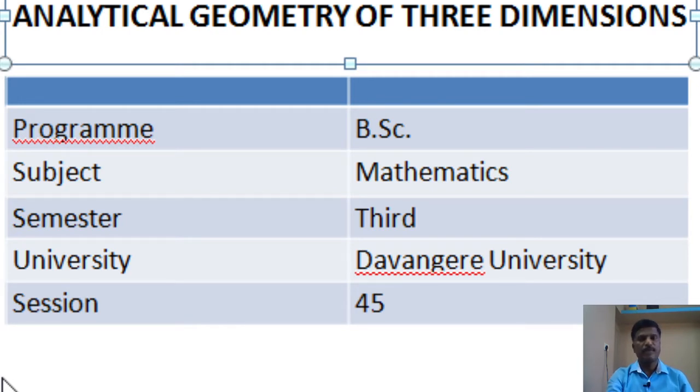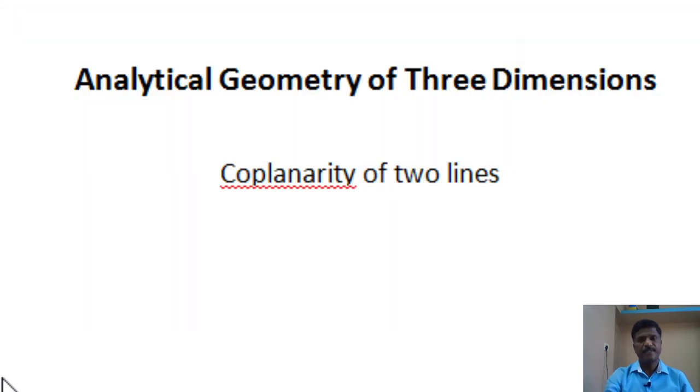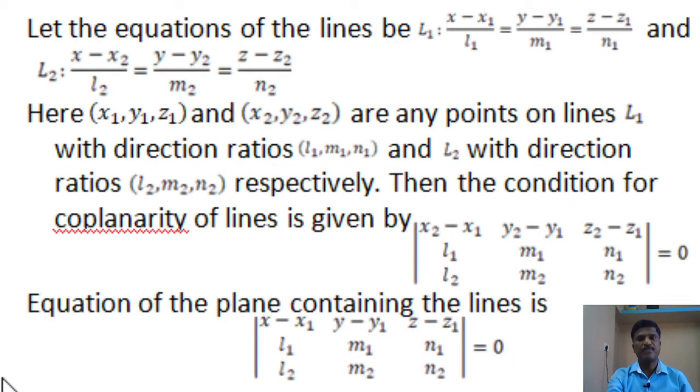Here I am going to present a topic on analytical geometry of 3 dimensions, that is coplanarity of 2 lines. First we know the conditions for coplanarity of 2 lines and the equation of the coplanar plane. So 2 lines are said to be coplanar if they lie on the same plane.